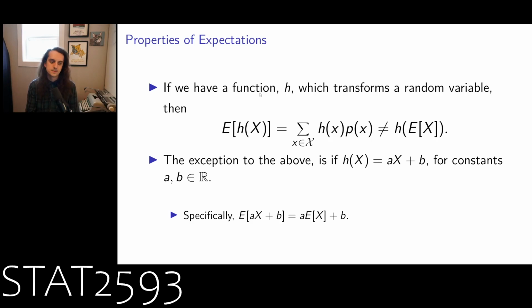If you take a to be 1, then it shows us that the expected value of x plus some constant just shifts that around by that constant. If you take b to be 0, then it says that if you're multiplying by a constant, you can just multiply the mean by that constant as well.